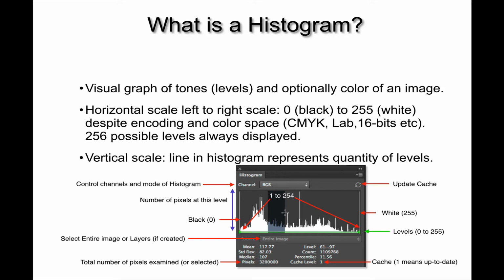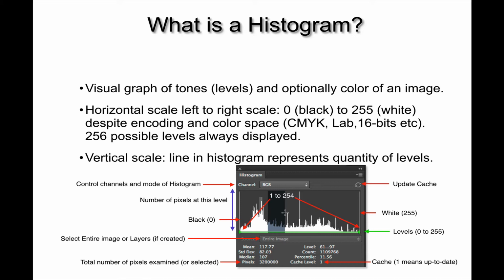Another important feature in Photoshop that you need to keep in mind is the cache level. So basically, if every time you moved sliders or did something in Photoshop and the histogram had to update as accurately as possible, it would really slow things down. So as Photoshop is operating on an image, it builds up these cache levels, which is sort of an interpolated update of the actual histogram itself.